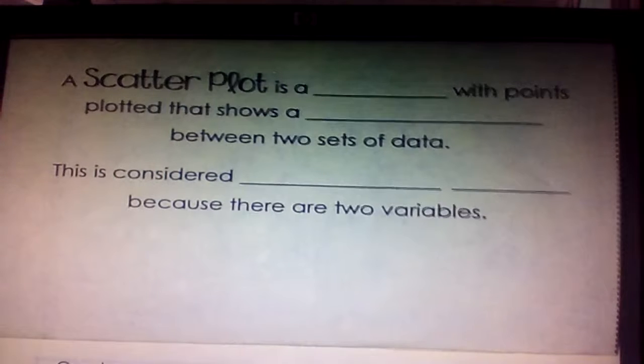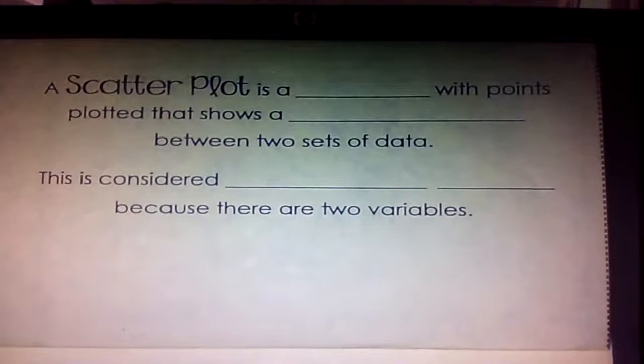All right. A scatter plot. A scatter plot is a graph.